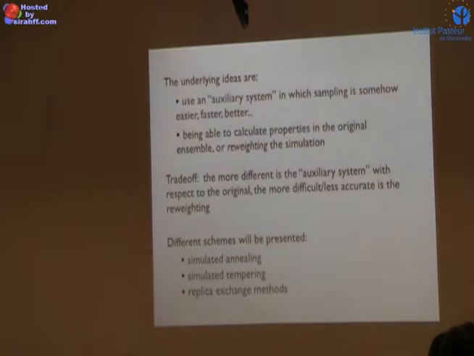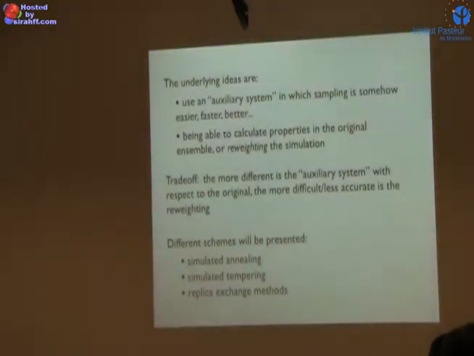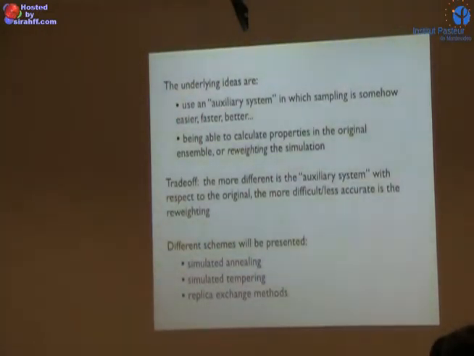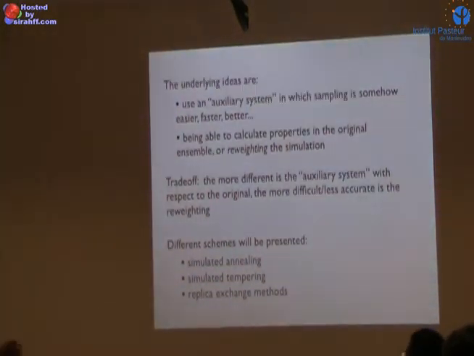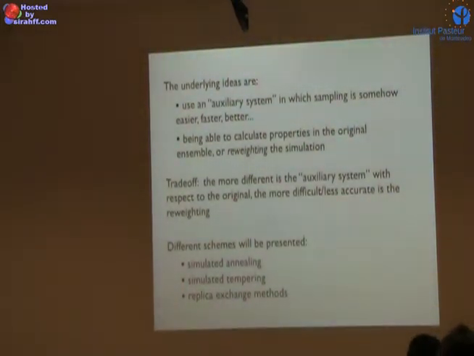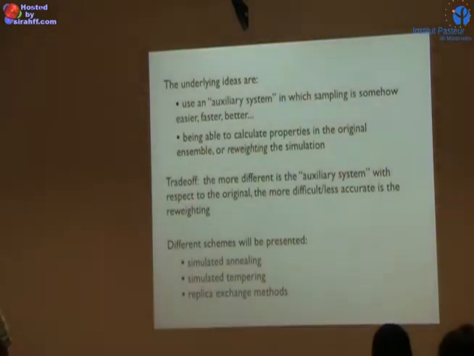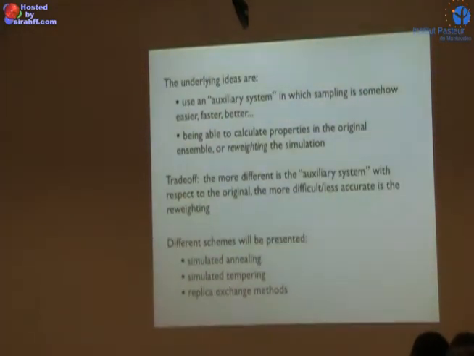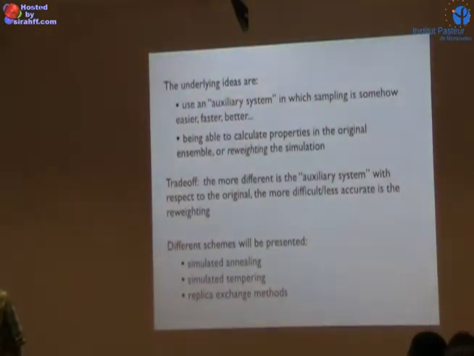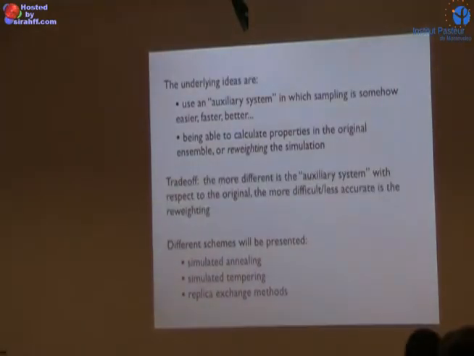And this is not enough, because in the end you want to study your original system. You want to say something about properties in the original system. So you want to connect this sampling in a different situation with your original Hamiltonian or potential energy function. This is what is commonly called reweighting. So you want to be able to reweight your simulation. There is a trade-off. If you change your potential energy function too much and visit regions of the phase space that are not relevant to your original system, you are not gaining that much, or the reweighting is highly inefficient because you are simply sampling another universe. So we have to change a little bit, but not too much.